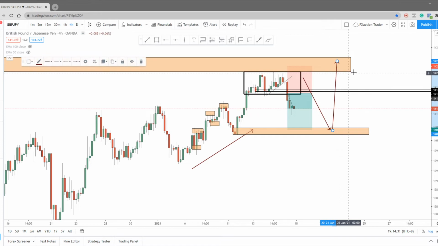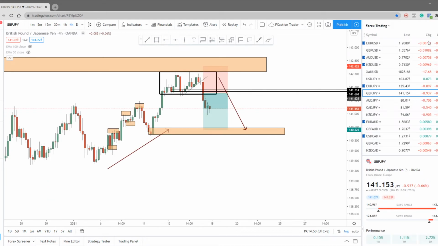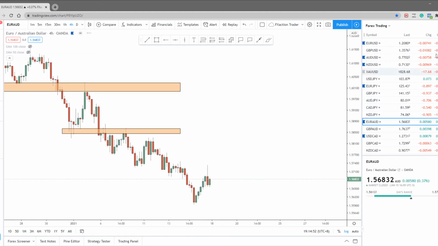So by being a good trader, you should know exactly what the safest level is for you to exit the trade, or at which point you should just take your profit and leave the market. Alright, so let us go for one more pair.